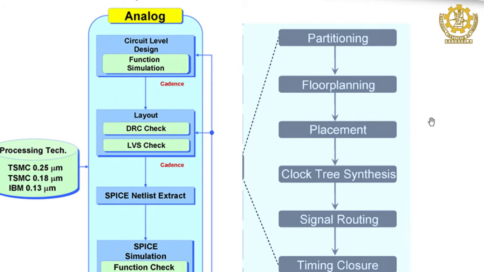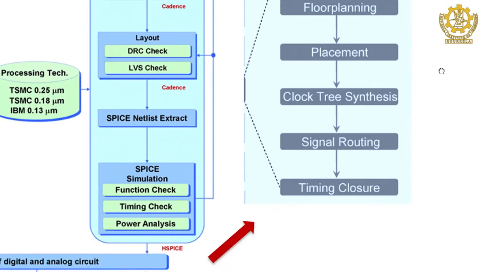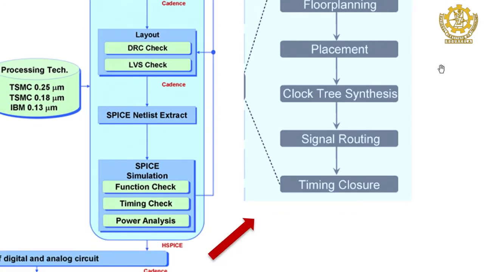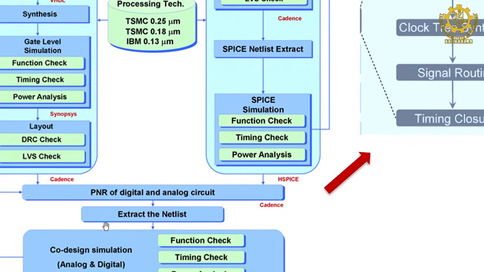So, you have to plan the area given to you, the die area, accordingly, and after that you have to place the corresponding cells or blocks. Then you have to do the connection between these blocks. So, mostly this is called place and routing.